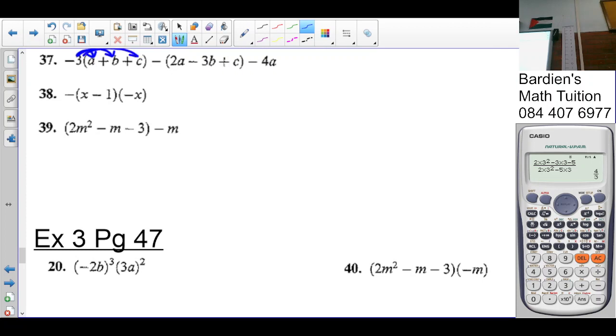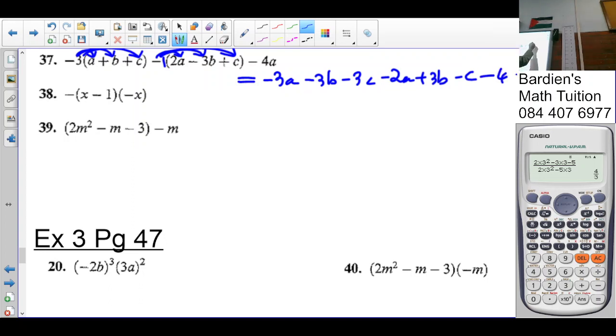What's a nice part is you get another choice. So let's do this. Negative 3 times a, negative 3a. Negative 3 times b, negative 3b. Negative 3 times c, negative 3c. Negative 1 times 2a, negative 2a. Negative 1 times negative 3b, positive 3b. Negative 1 times c, negative c. Minus 4a. Okay, so what do we do now?